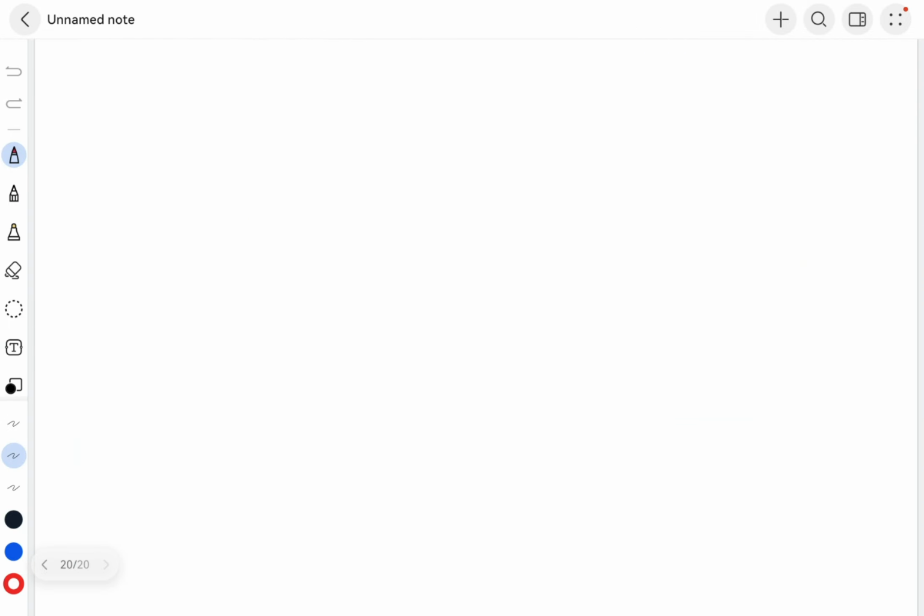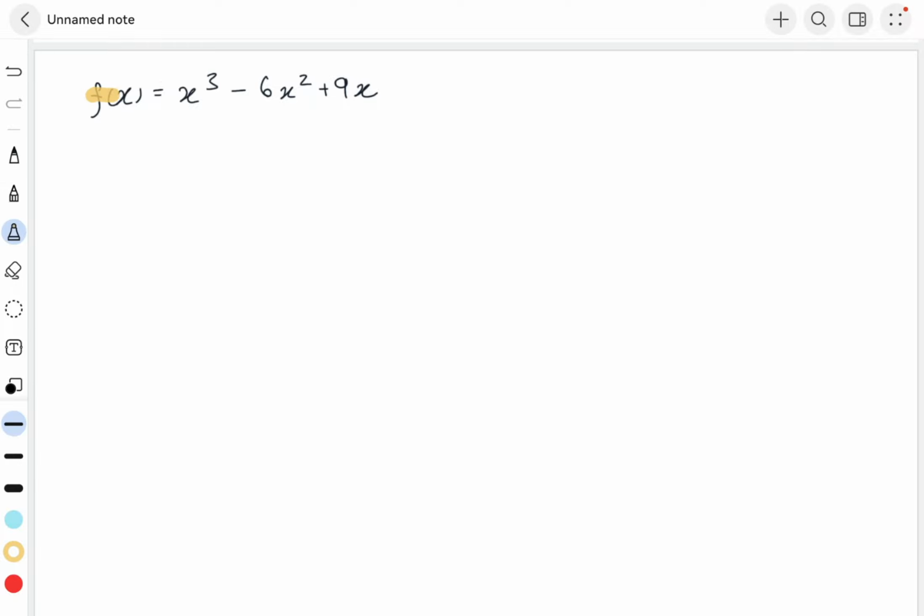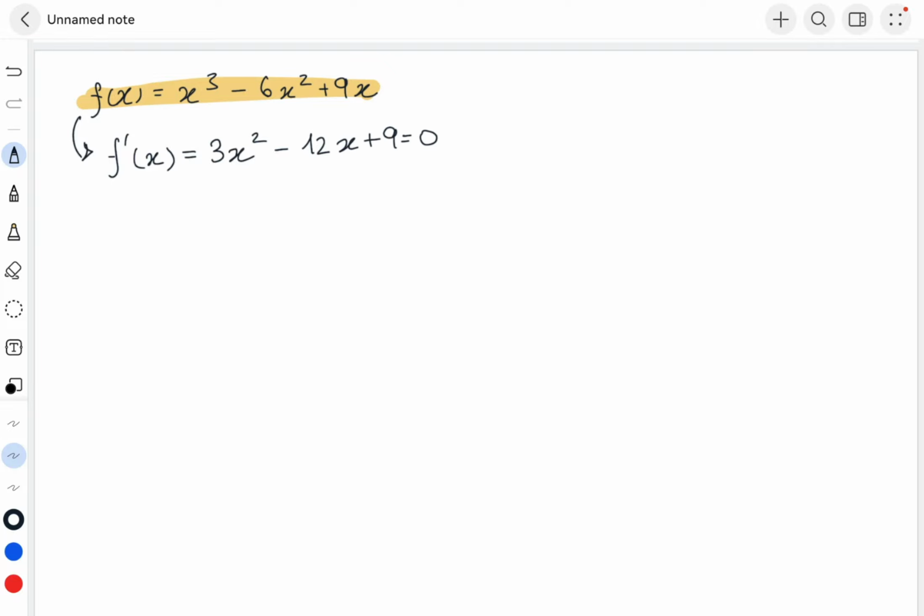Let's do another one as well, just to make sure that you understand it fully. Let's say we have f of x equals x cubed minus 6x squared plus 9x. First things first, we apply the first derivative for f of x. So we'll have f prime of x equals 3x squared minus 6 multiplied by 2, which is 12x, plus 9, and we set it equal to 0.